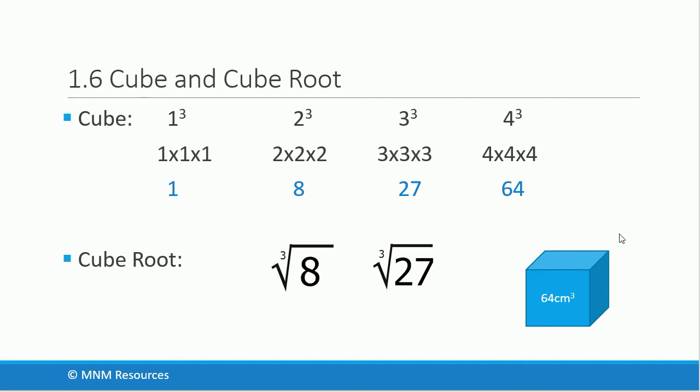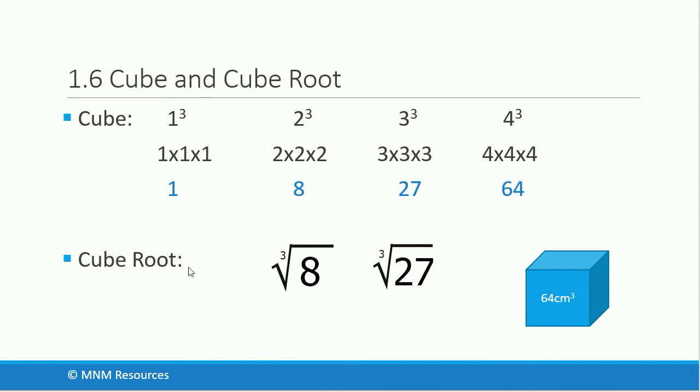Following on from looking at squares and square roots, we're now going to look at cubes and cube roots. So a square we know is the same number multiplied twice, or a number to the power of 2. A cube, on the other hand, is the next step from a square. It's the same number multiplied 3 times, or a number to the power of 3. So the cube of 1 is 1 multiplied 3 times, which is 1. The cube of 4 is 4 multiplied by itself 3 times to give you 64. 4 times 4 times 4 is 64.